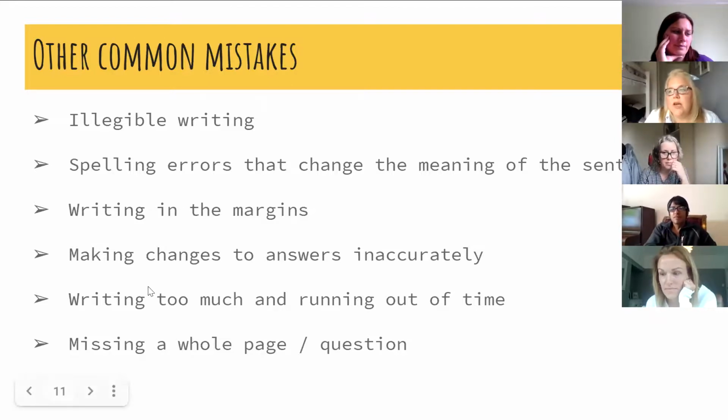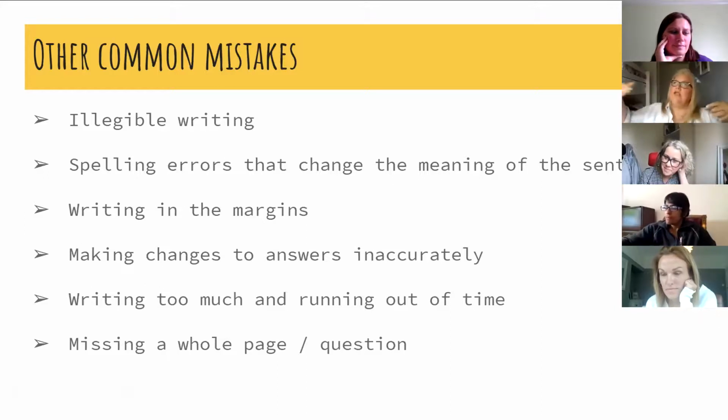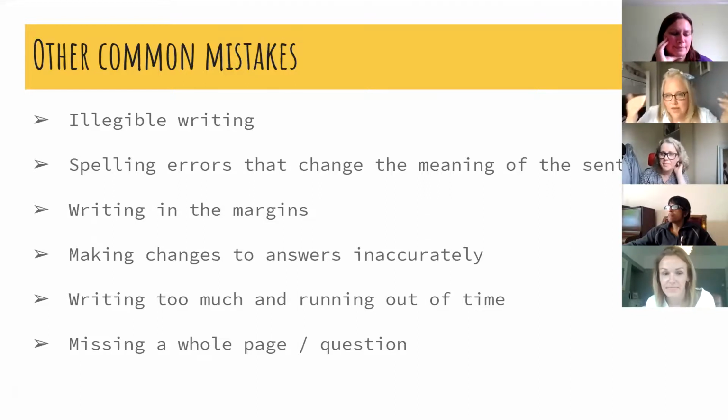Making changes, there's certain ways you have to make a change to your answer if you put your cross and you change your mind. So again, highlight that. Writing too much, sometimes I'll see reams and reams of writing and the back page left blank, and I'd say, what do you think's happened here? They've run out of time. How could they have changed that? How could they have got time back? Well, they wrote all that for that question and it was worth 1 mark. So let's look at time management. And again, missing whole pages, missing a question. These are all things that have come up quite often.